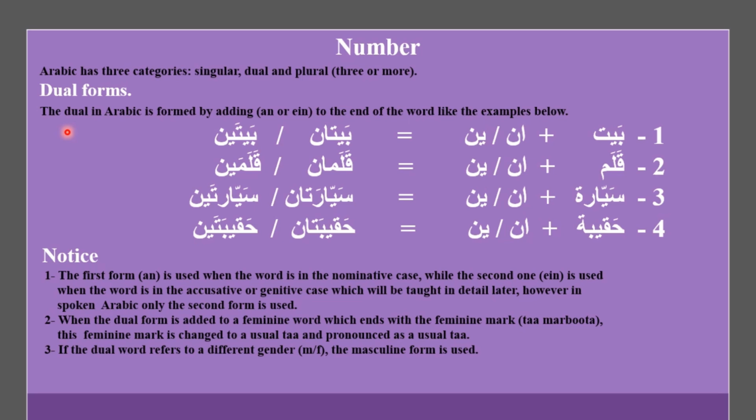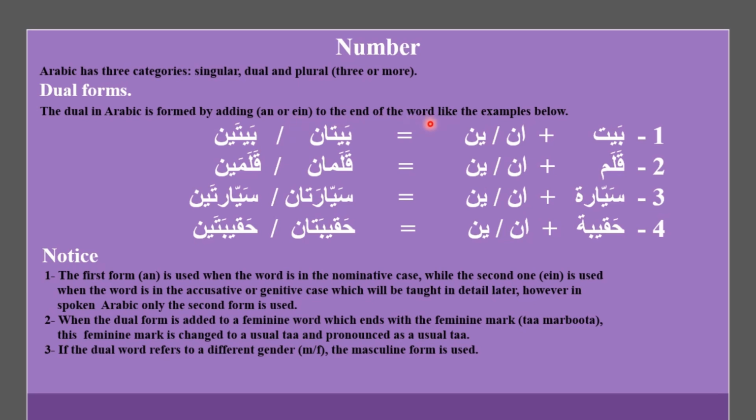In this video, we are going to learn the dual forms in Arabic. Arabic has three categories in terms of number. Singular, if it's only one, dual, if it's two, or plural, if it's three or more. To form the dual in Arabic, it's so simple. All you need is just to add either alif noon at the end of the word or ya with noon. And the ya with noon is going to be pronounced like ain. You will see in the examples.